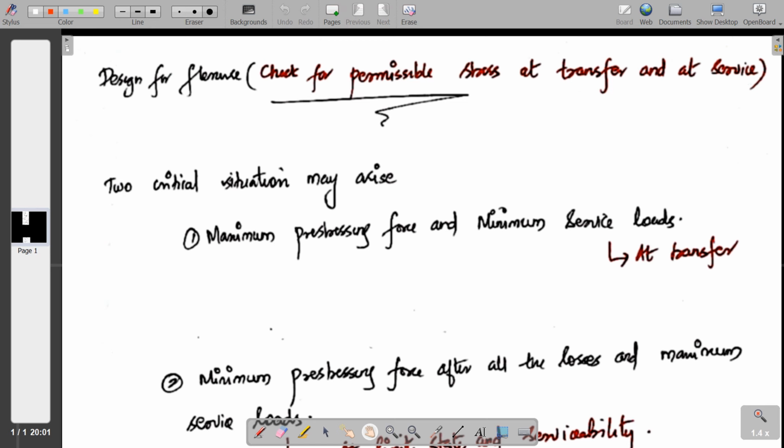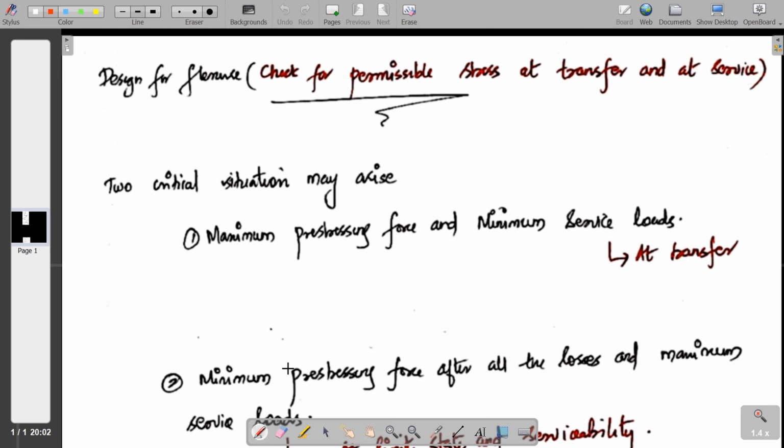Welcome back, dear students. From today's class onwards, we are going to discuss the design for flexure of a pre-stressed concrete member. That is, we will see the check for permissible stresses at transfer as well as at service. We have a flexural member, and there arise two critical situations. The first one is at the time of transfer.